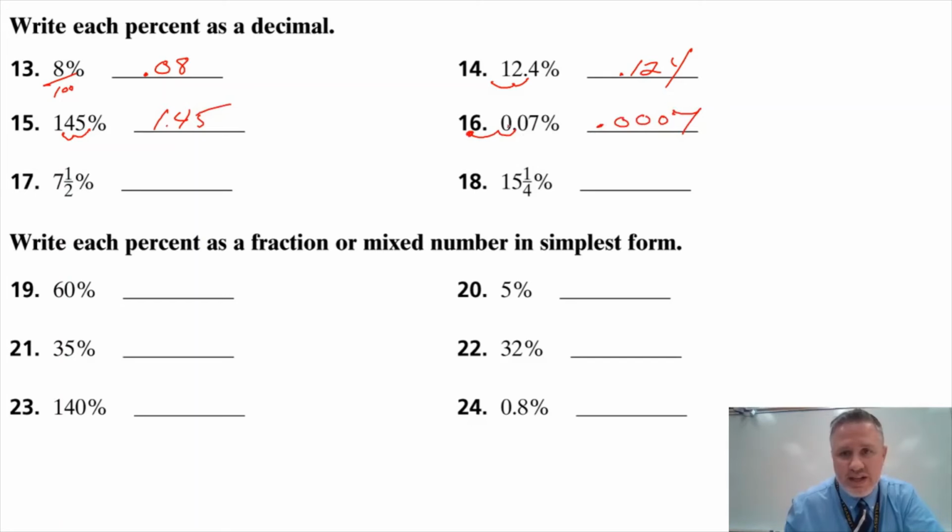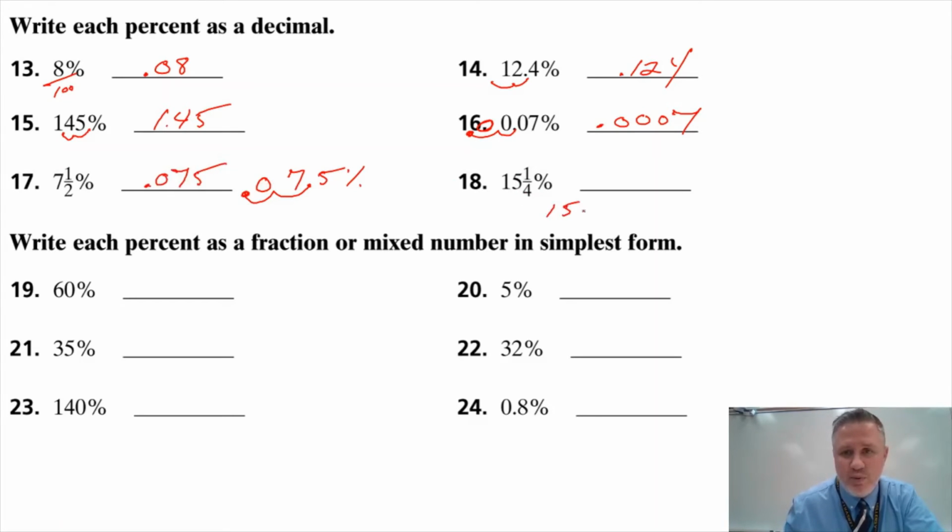0.0007. Some kids are going to get that wrong. Fill that empty space in with a 0, right? This guy I'm going to do a little work for. This is 7.5%. I go 2 places to the left. I fill that in with a 0. I get 0.075.